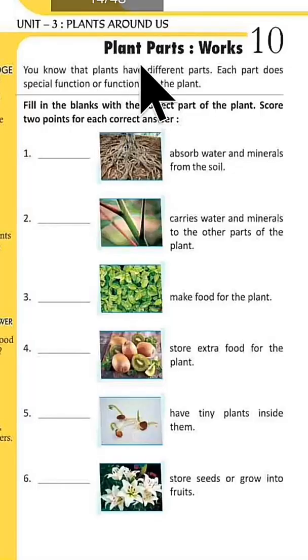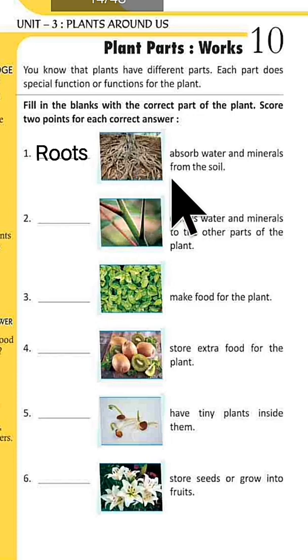Our third unit is Plant Around Us. In this unit we are going to study our 10th chapter Parts of Plant, 11th chapter Food from Plants and 12th chapter Healthy Fruits. See children, we are going to see our 10th chapter Plant Parts. In this chapter we are going to see all the parts of plant and what are the function of the parts of the plants. The first picture is of roots.